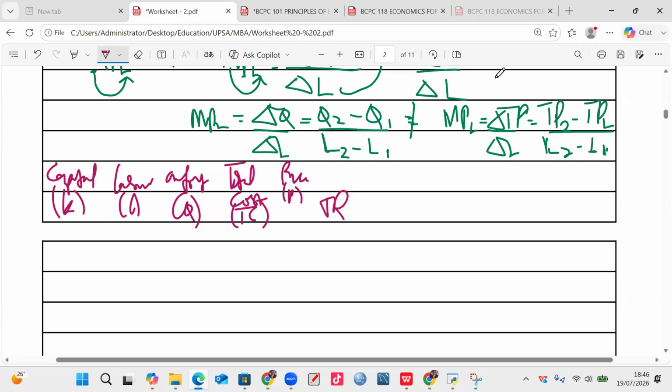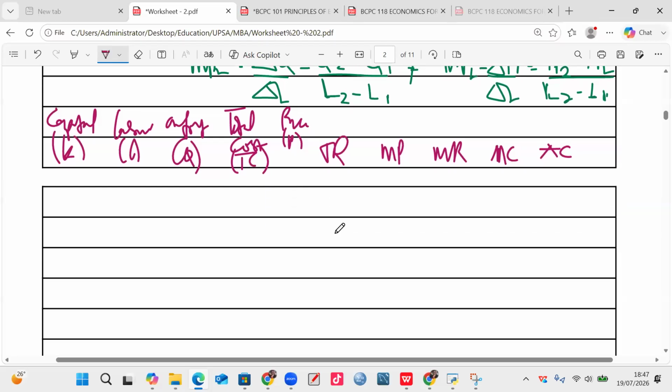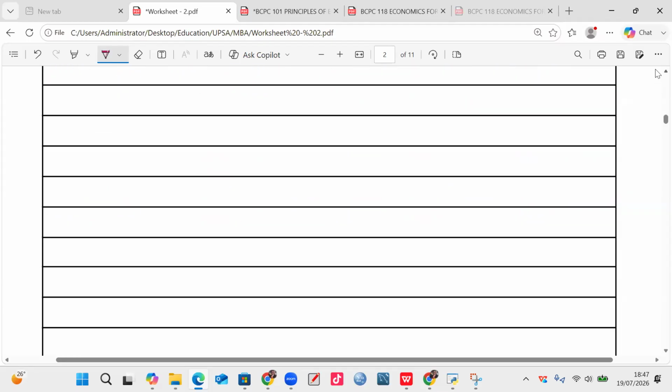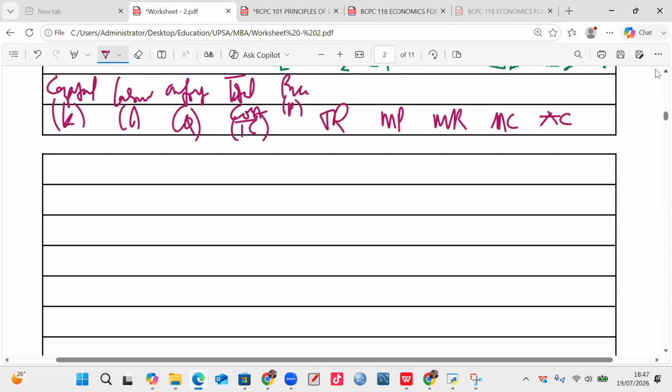Are you getting it? Then let's go for the MP, MR, MC. I'm just writing the words. I'm adding one more: average total cost, AC. It's not part of the question, I'm only adding it. Are you good? So let's go.